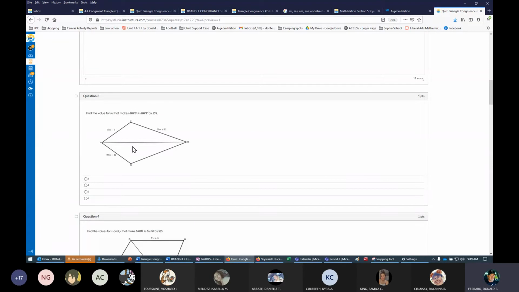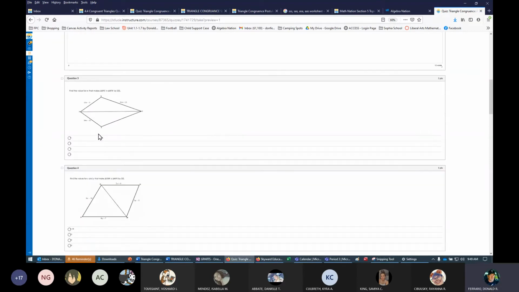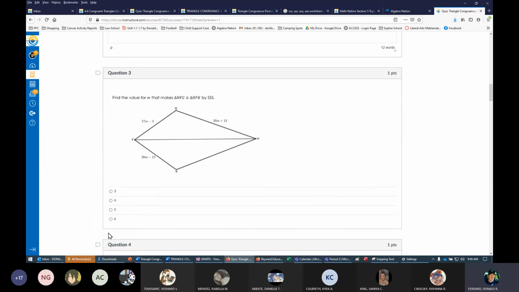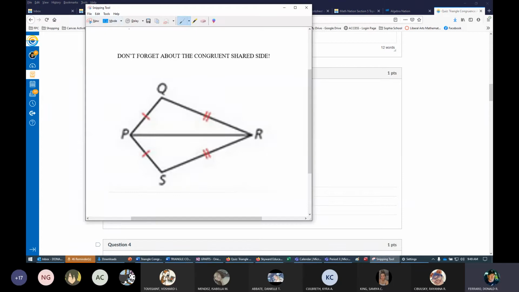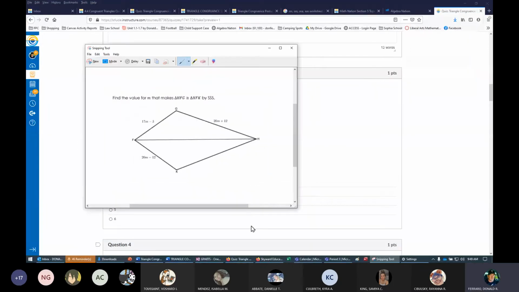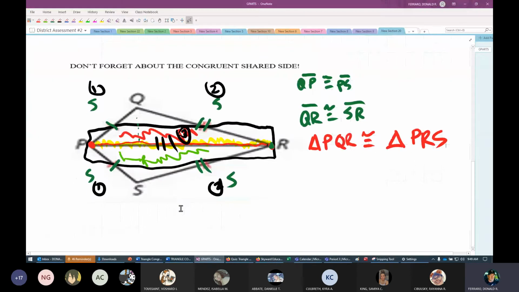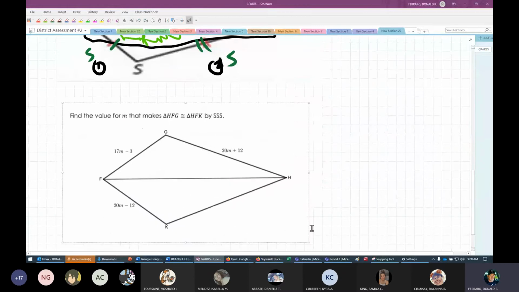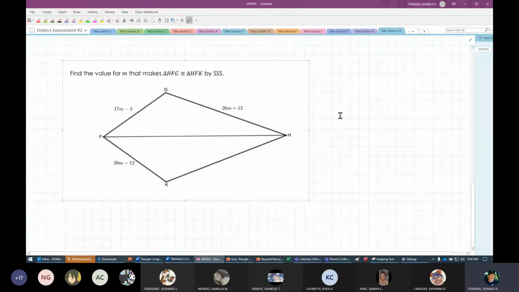Now, let me make this a little bit bigger. Let's go down to question number three. I'm going to pull this out, snip this out, and we will work with it over in OneNote. Okay, so I'll make this a little bit larger.